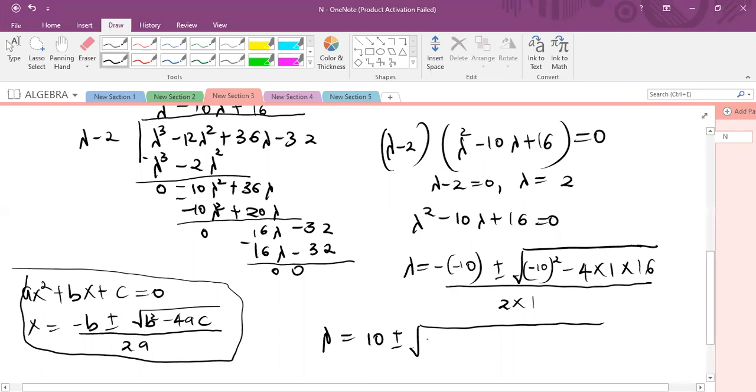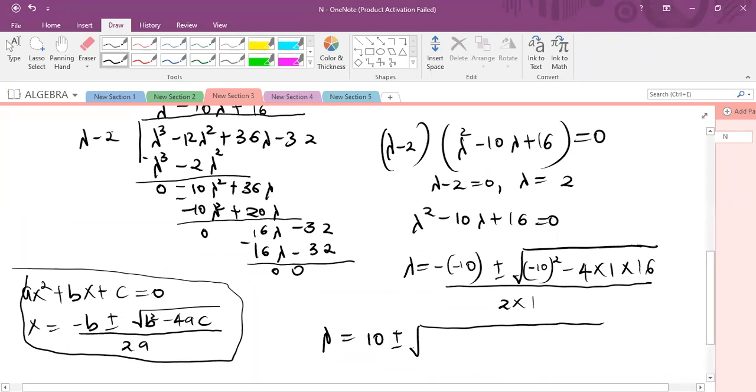I don't have a calculator, so I'm trying to just do it by hand. Let me see. Okay, fine, let's just finish doing it anyway. Let me get a calculator. So that's 16 times 4. That will give me 64. 100 minus 64 will give me 36. Root of 36 will be 6.